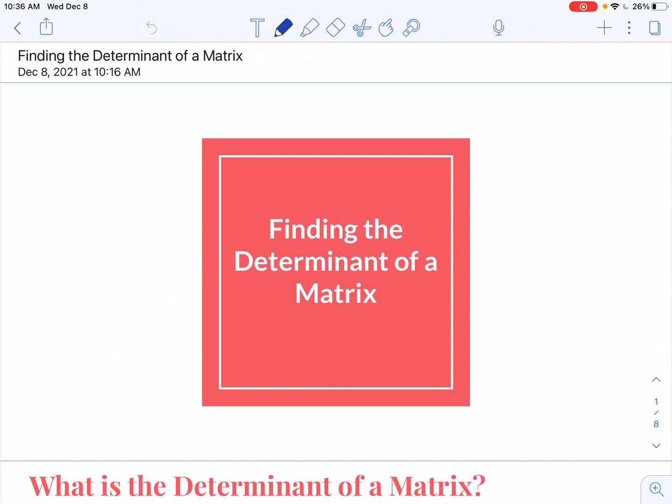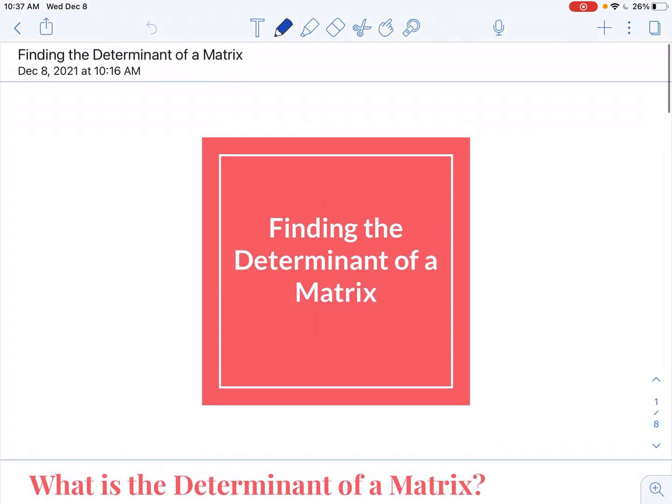All right, so these are notes. They're a little bit outside the book, but after talking with a couple of the other math teachers, we thought it would be important. Finding the determinant of a matrix.